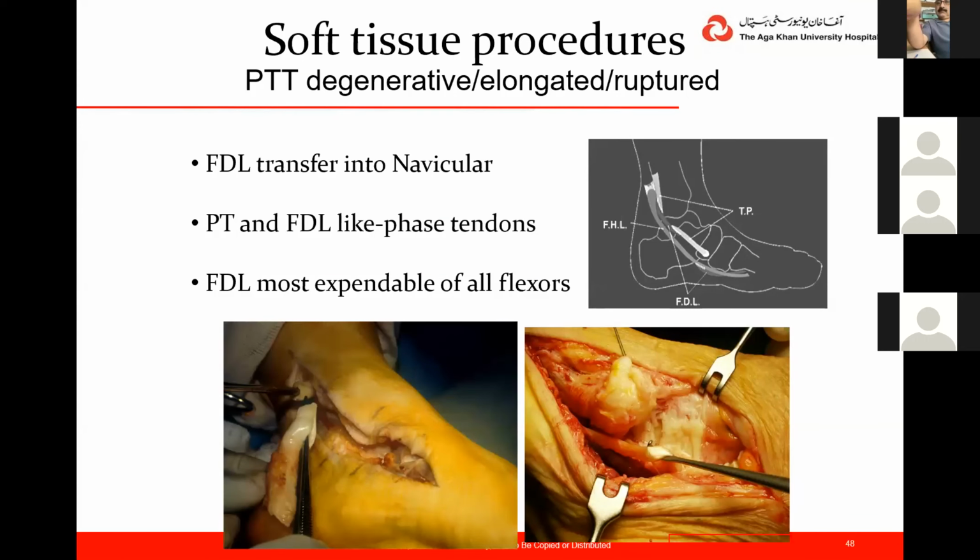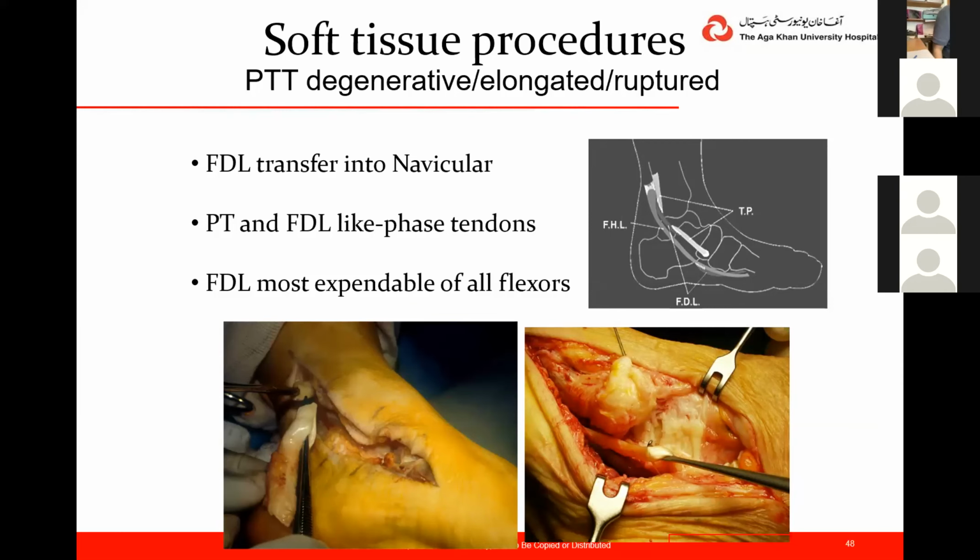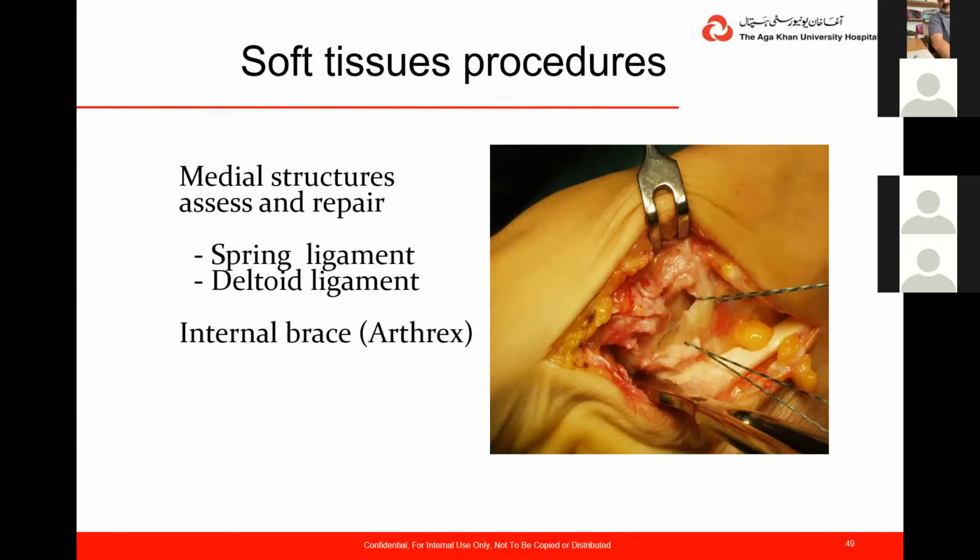So if the tibialis posterior tendon is too much elongated or ruptured, you have to do an FDL transfer. This is the most expendable of all the flexors. FDL usually works very well because they are in-phase tendons.